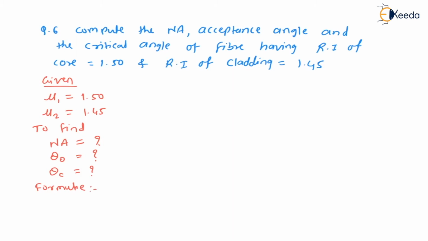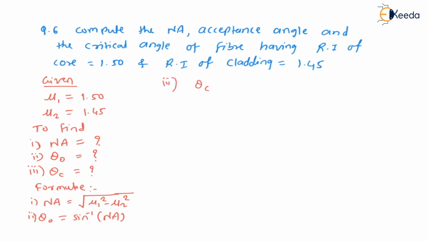Then we'll go for the formulas. First of all, for NA, they have mentioned the refractive indices for both, so we will use the formula for NA as under root mu1 square minus mu2 square. Then for theta naught, the formula is simple: it is sine inverse of NA. This is the first one, this is the second one, and this is the third one. For the third one, the critical angle, we'll use the formula theta c is equal to sine inverse of mu2 upon mu1, that is the refractive index of cladding divided by the refractive index of core medium.